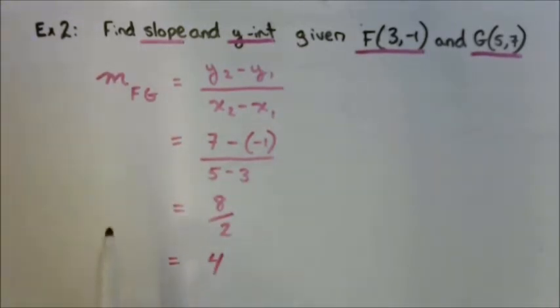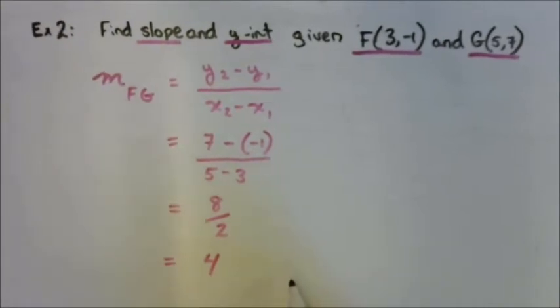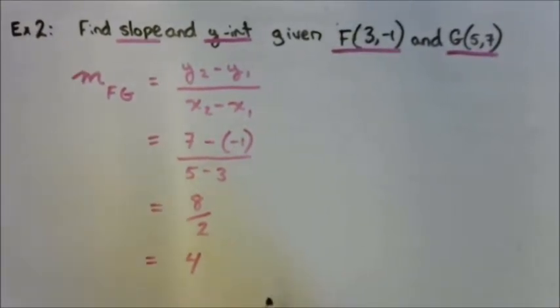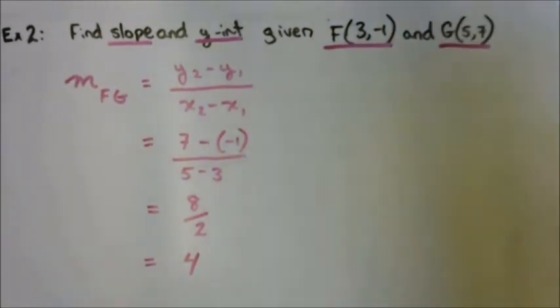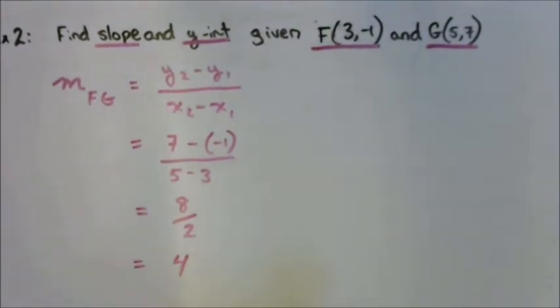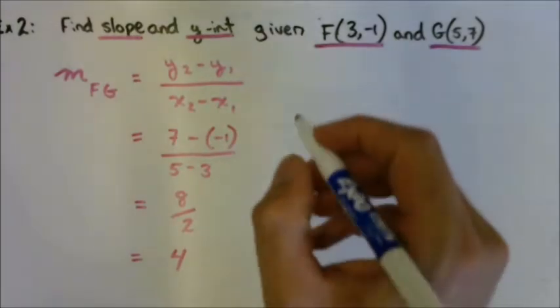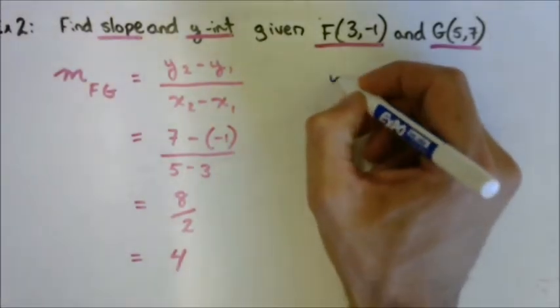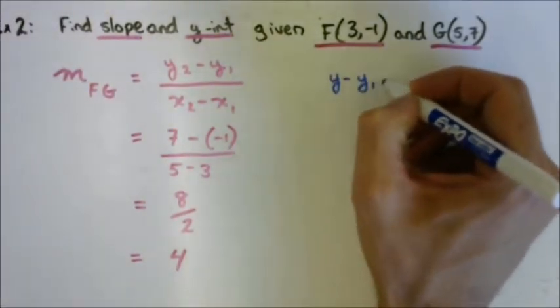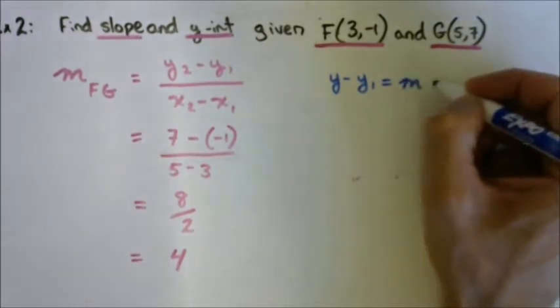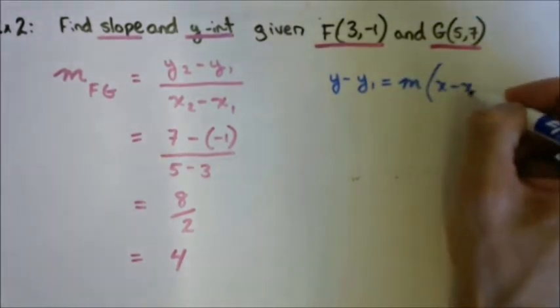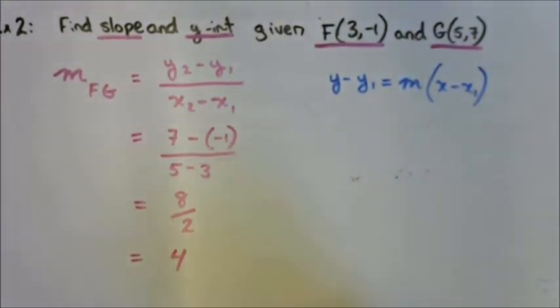I've already answered one part of the question, but in order to answer the second part, that is find the y-intercept, I'm going to need to use my slope, get this thing into an equation that gives the y-intercept, which is slope y-intercept form, and then I can get it straight from there. But in order to do that, I need to use point-slope formula. Point-slope formula looks like this. y minus y1 is equal to the slope times x minus x1.